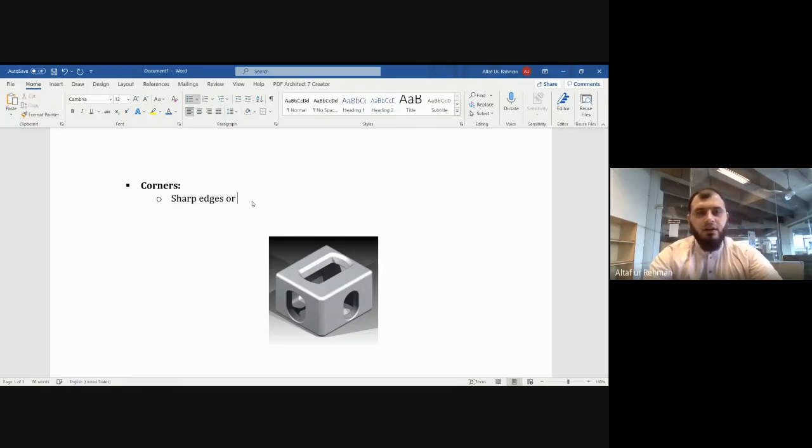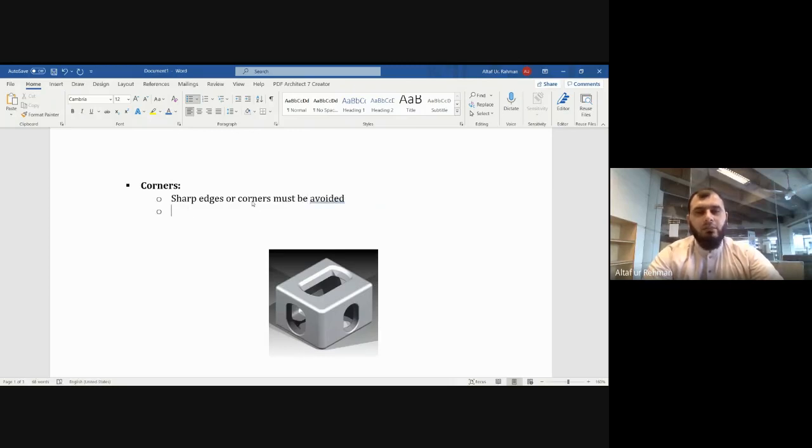So sharp edges or corners must be avoided, because they can be subjected to more stresses due to hot tearing, which is one form of defect in sand casting.